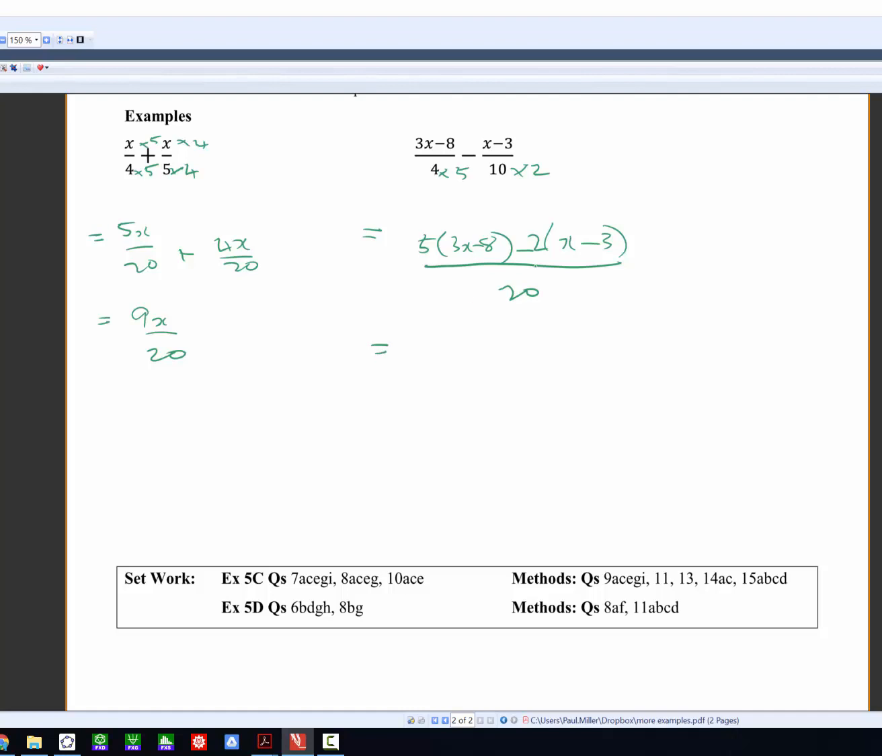Right, so now we're going to expand these out. So I've got 15x take 40, take 2x plus 6, all over 20. Let's collect up our like terms. We've got 13x take 34, all over 20. Let's see if I did the arithmetic correctly there. That looks all right. Okay, again, we can't cancel out the 20 and the 34. These terms are being added, not multiplied. Okay, so that's the best we're going to get for that one.